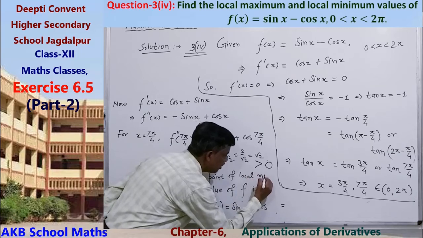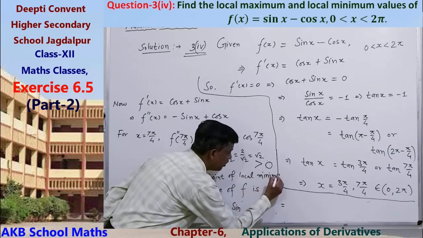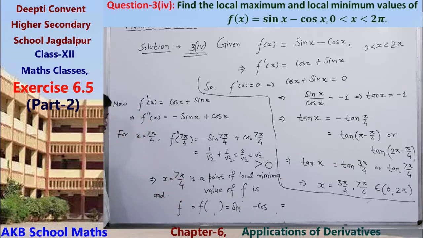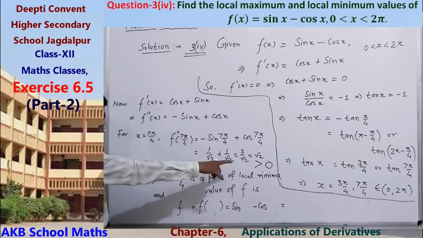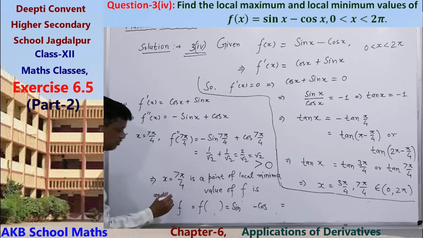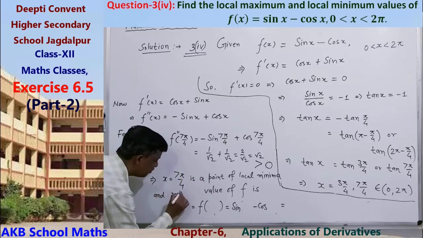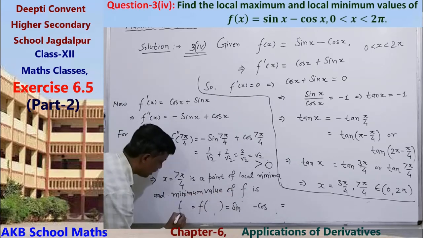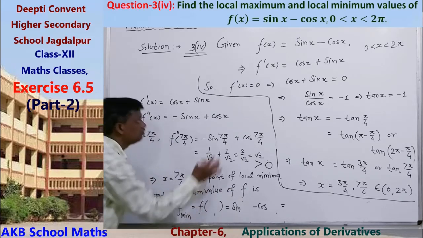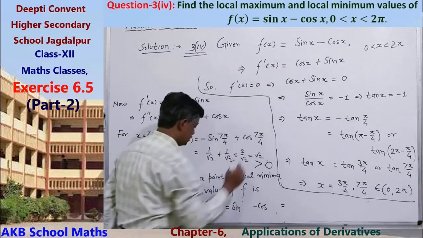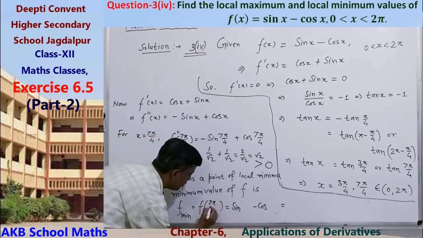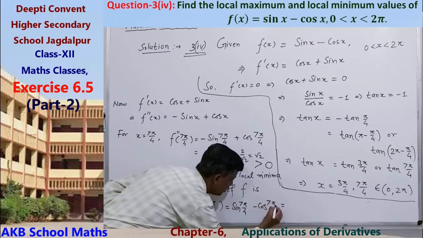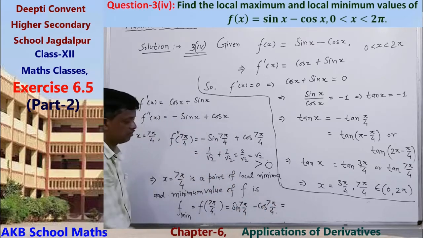Point of local minimum at 7 pi by 4. The double derivative is greater than 0, so this is a point of local minima. And the minimum value of f, you can find from here, with x equals 7 pi by 4.